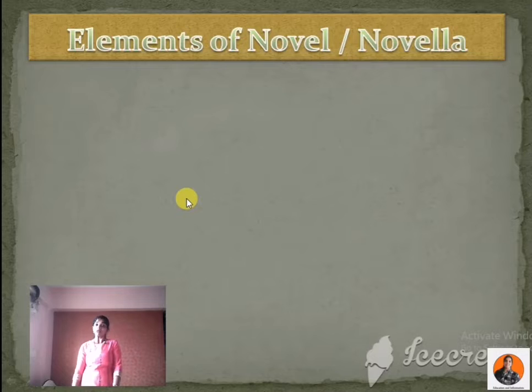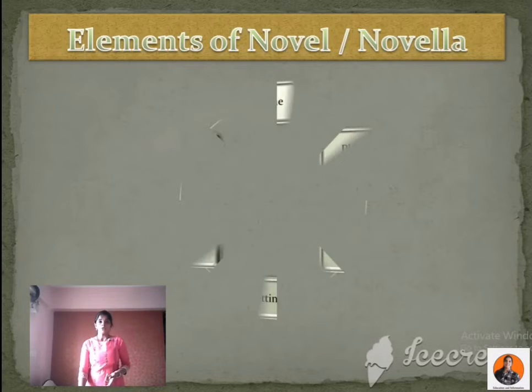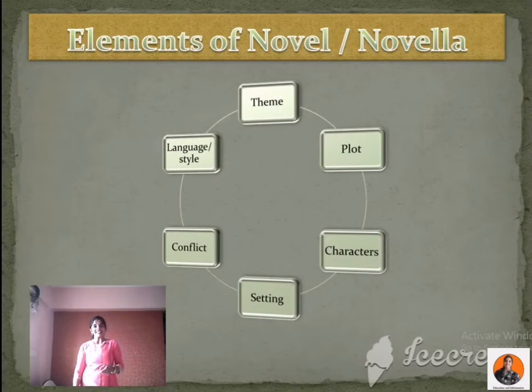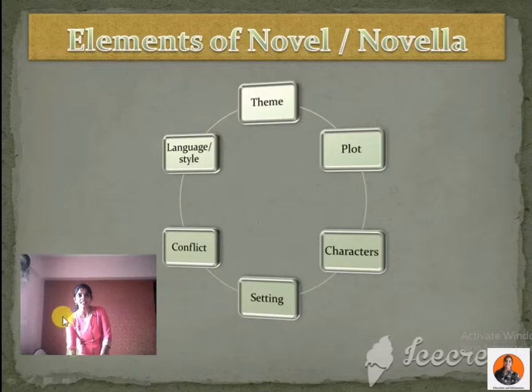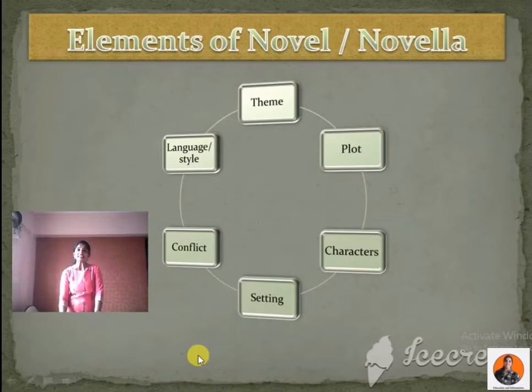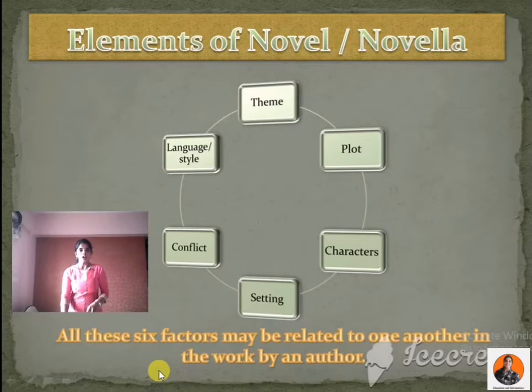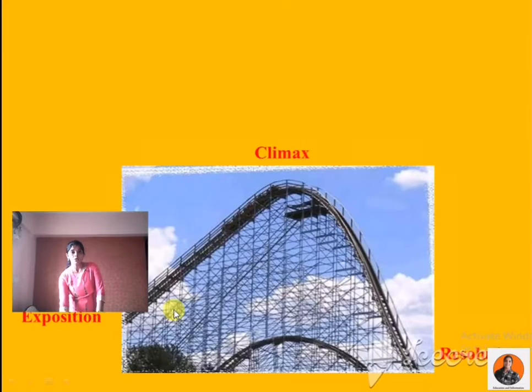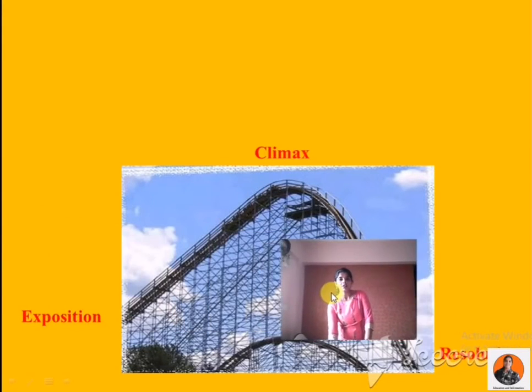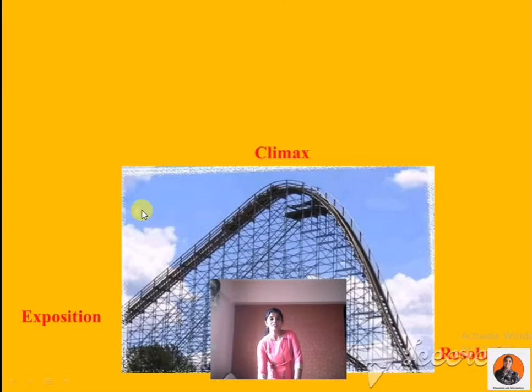Let's discuss the elements of a novel or novella. Plot, characters, setting, conflict, language, style, theme. These are the basic elements of a novel or novella. All these factors may be related to one another in the work by the authors, by the novelist. Now we will learn about them one by one.